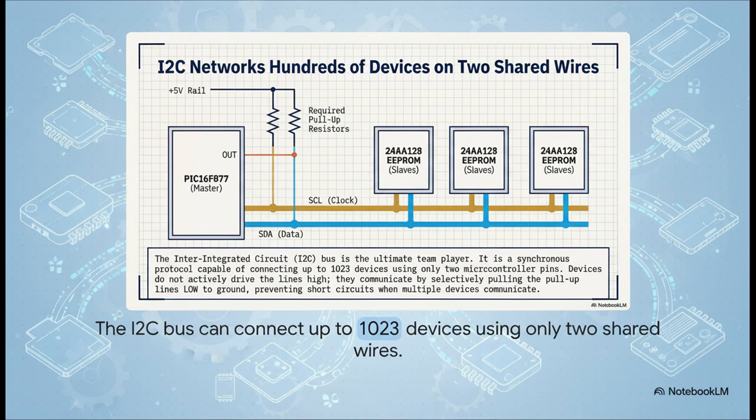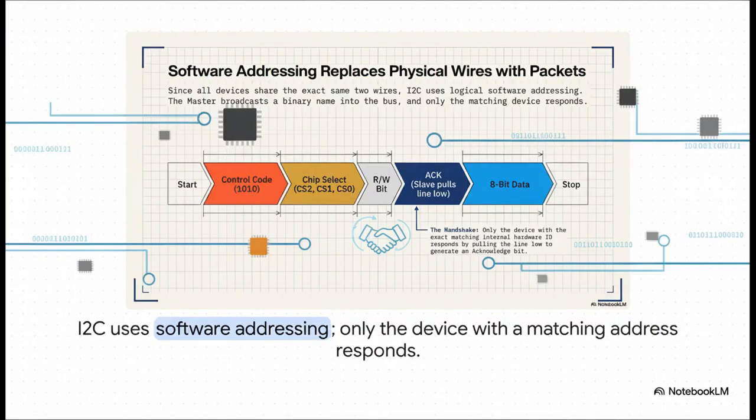It's just incredibly efficient. So how does it juggle all those devices with just 2 wires? Well, instead of all those physical select lines like SPI, I2C uses software addressing. The master starts the conversation by broadcasting a packet that contains a unique binary address. It's like calling out a name in a crowded room. Only the one slave with that exact matching address is supposed to answer. And it answers by pulling the data line low for a moment. That's the acknowledge bit, or ACK. It's basically a digital handshake.